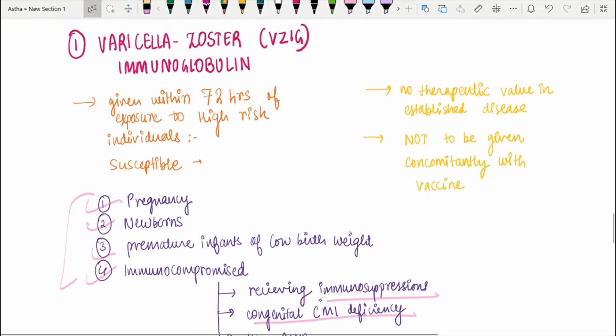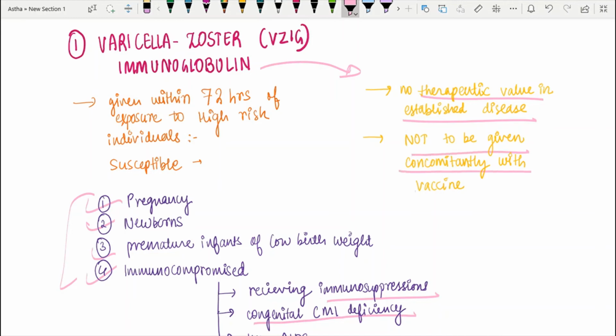Then, no therapeutic value in established disease. This immunoglobulin, of course, once the disease is already there, you can't prevent the disease. This is just for prevention before the disease, fine? And it is not to be given concomitantly with vaccine.